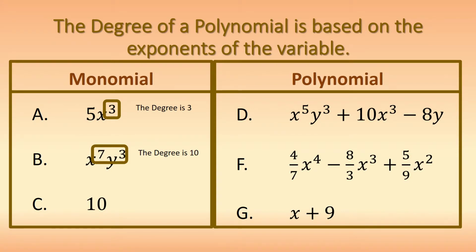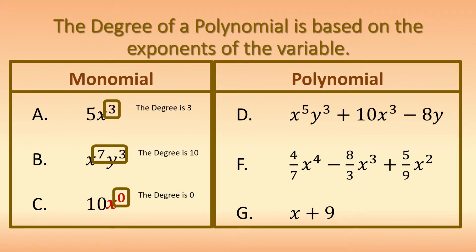Ooh, look at C. There's no variable there. No, wait a minute. Yes, there is. There is x to the 0 power. So what is the degree? The degree is 0. So the degree of this polynomial is 0. Now we looked at some monomials. Let's now look at polynomials. Alright, well, they're the same thing.